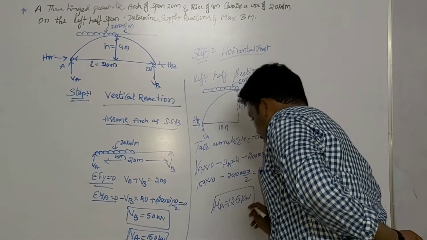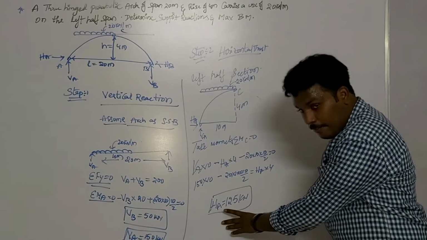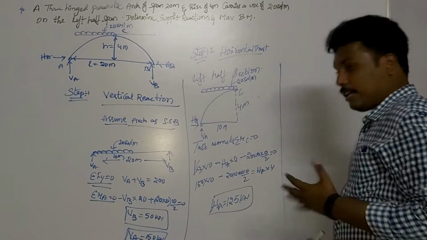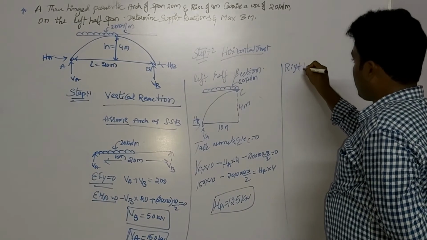Please verify the answer. This is just a check. So HA value మనకి ఎంత వచ్చింది నాన్న? 125 kilonewtons. మనం చేసిన ప్రాబ్లం కరెక్టా కాదా అని చెక్ చేసుకోవాలి కాబట్టి, going for the right half section.